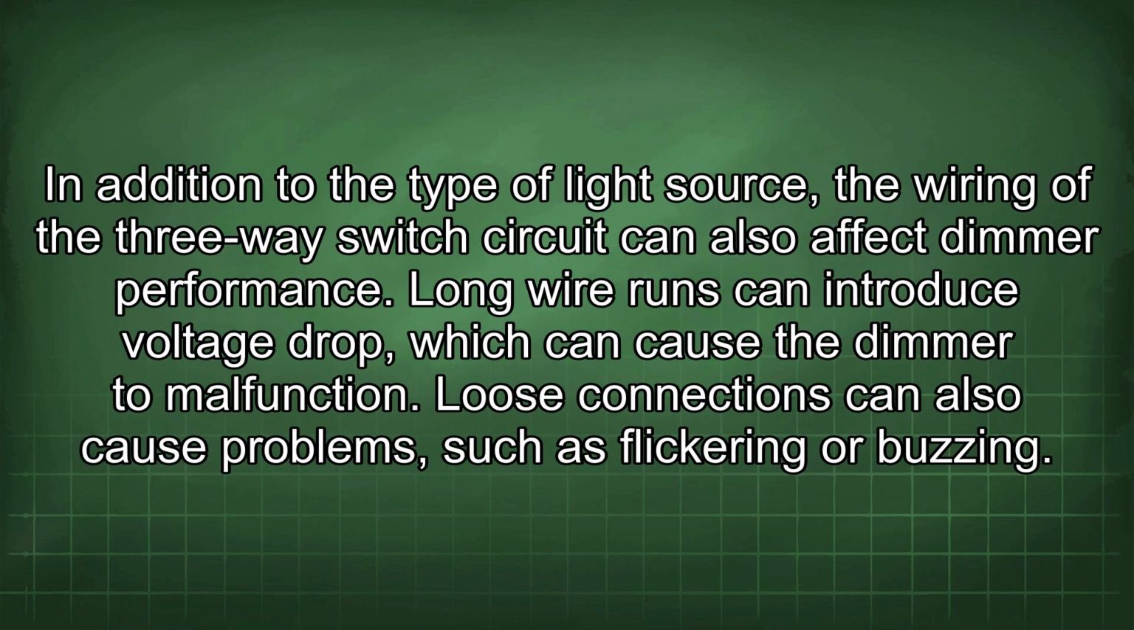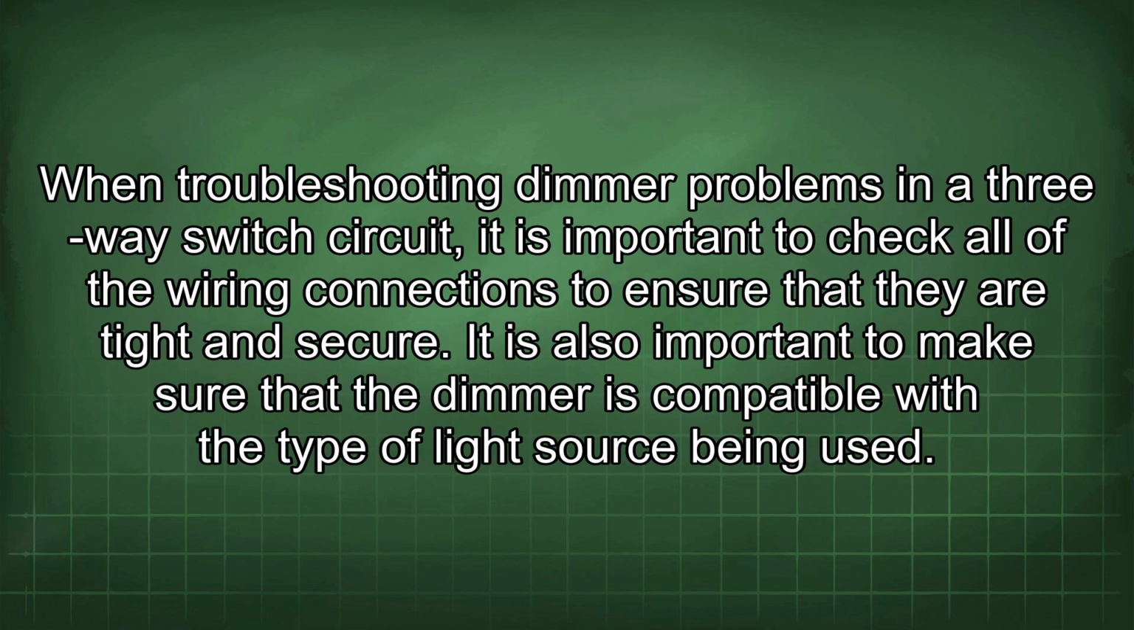In addition to the type of light source, the wiring of the three-way switch circuit can also affect dimmer performance. Long wire runs can introduce voltage drop, which can cause the dimmer to malfunction. Loose connections can also cause problems, such as flickering or buzzing. When troubleshooting dimmer problems in a three-way switch circuit, it is important to check all of the wiring connections to ensure that they are tight and secure. It is also important to make sure that the dimmer is compatible with the type of light source being used.